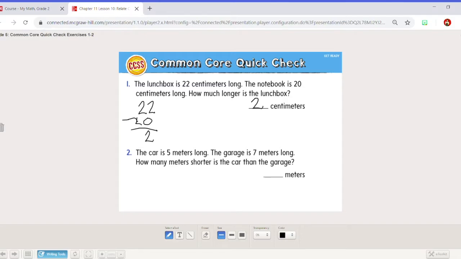The car is 5 meters long. The garage is 7 meters long. How many meters shorter is the car than the garage? So remember, it doesn't matter the order that they said up here. I wouldn't say 5 minus 7 because that wouldn't work. If you want to find the difference in length, you do the larger number on top, the smaller number on bottom, just like any subtraction problem. And that looks like it's 2 meters. Oh, not also. 2 centimeters and 2 meters are two very different things.